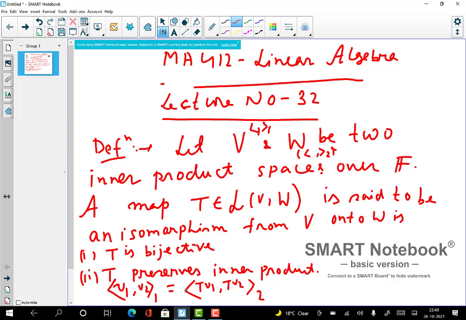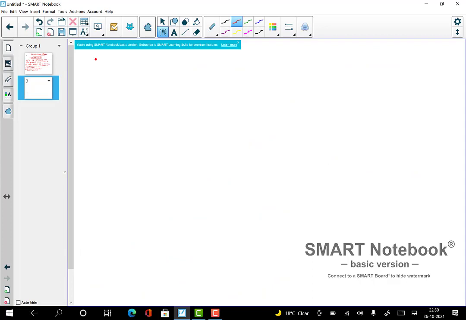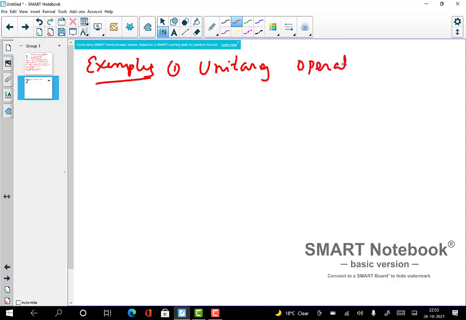Now recall the property we discussed for unitary operators, which tells you that they preserve the inner product. So unitary operators are isomorphisms of inner product spaces. It's obvious.